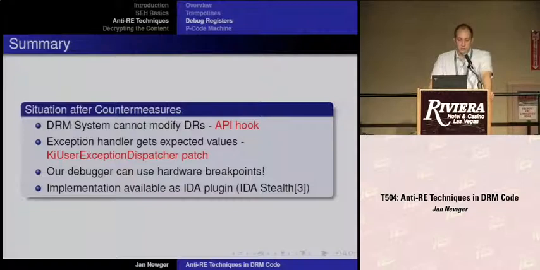So the summary after these countermeasures is that the DRM system cannot modify our debug registers anymore, due to our API hook. In addition, the exception handler of the DRM system gets its expected values because they are fed from our internal storage. This means we can now really use the hardware breakpoints for our analysis. I made the implementation available as an IDA plugin. Maybe you would want to check it out.